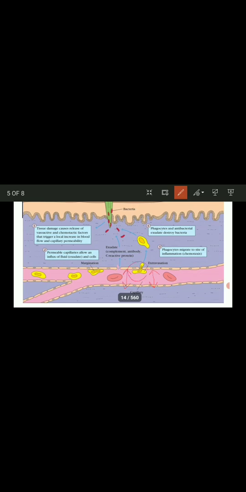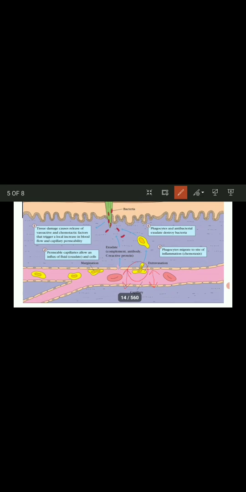The cells moving out of the capillary is known as vascular permeability. Vascular permeability means cells get out of the capillary, or the capillary diameter is increased. The capillary diameter is increased because there is an increase in blood flow in that area. That's why the size of the capillaries increases, and this is known as vascular permeability. Vascular permeability means capillaries are more permeable, and that's why the cells are able to get out of the capillary.